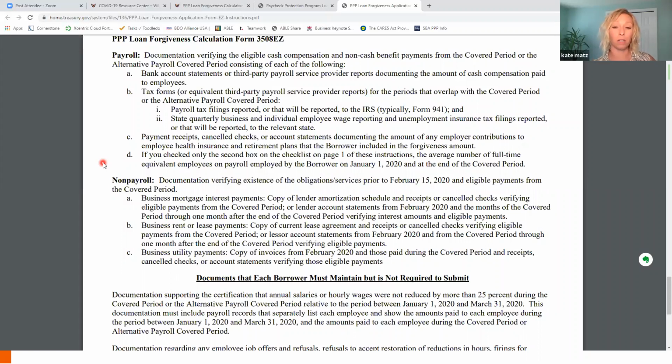So third-party meaning printing out some general ledger activity isn't quite going to get you there. They're going to be looking for either a third-party payroll report, bank statements, invoices, canceled checks, things of that nature, as opposed to simply a printout from your general ledger. So lots of examples listed here. Basically, any number that is on your form or that goes into the calculation for those numbers that are on your form, you're going to want to have documentation for.